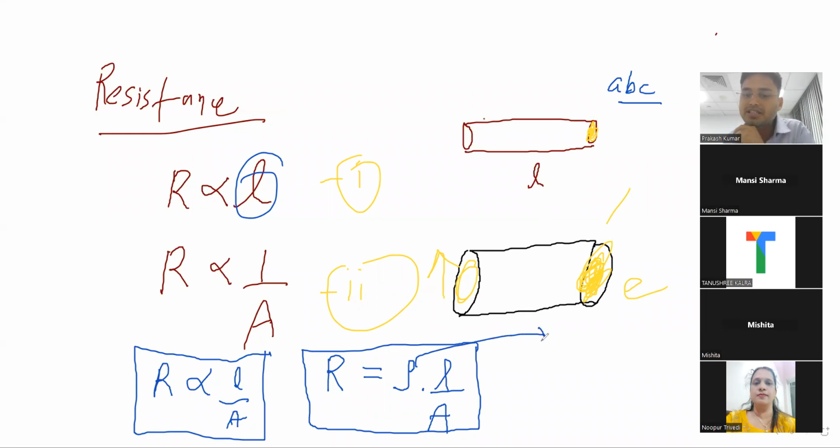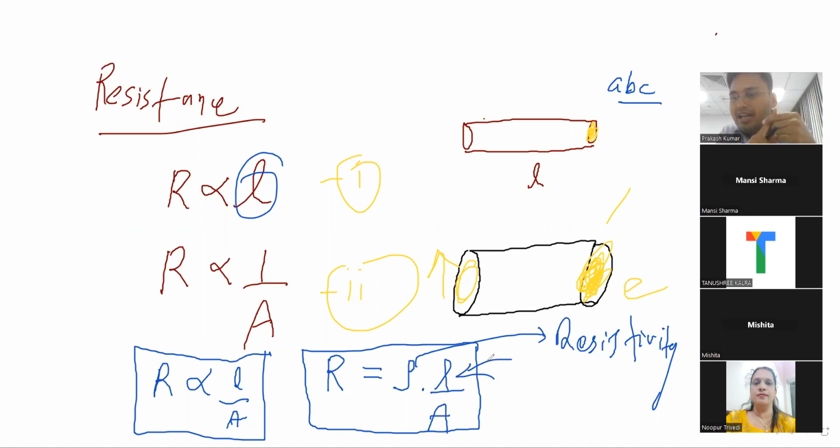R equal to rho into L by A is the formula for resistance. Now this rho is what creates the problem, right? Rho is called resistivity. Now we will focus on this. In your examination, a numerical will come on this.